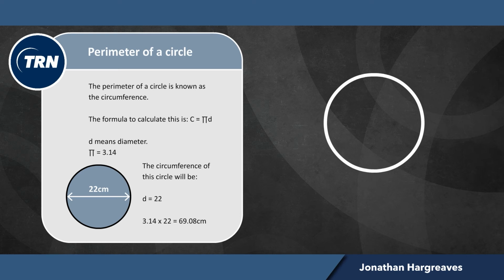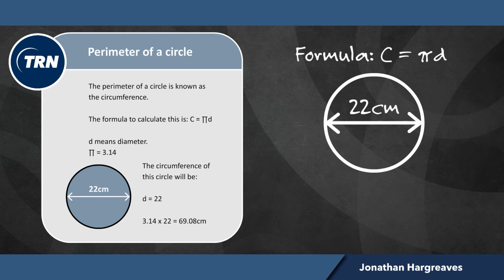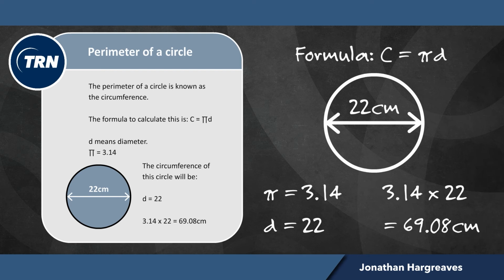We have here the circle. So if we draw a line from one side to the other whilst passing through the centre, we know that to be the diameter, and in this case it's 22 centimetres. Using our formula, pi we know to be 3.14. Pi, 3.14, times 22 equals 69.08 centimetres. Quite a simple formula to use.